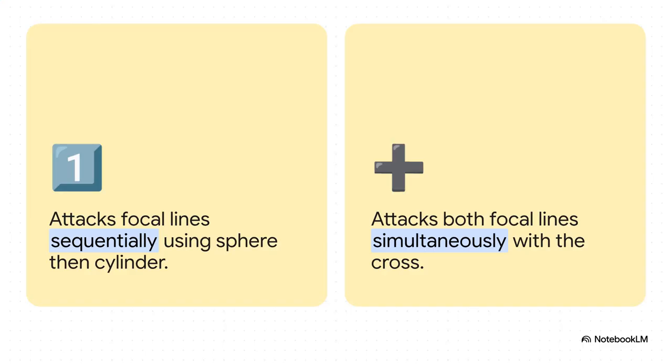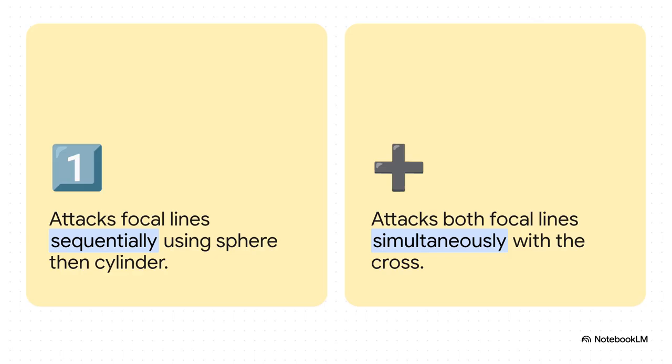Okay, let's contrast our two foundational strategies for astigmatic correction. With the retinoscopic approach, you're attacking the focal lines sequentially. You use your sphere to push one focal line onto the retina, and then use your cylinder to basically drag the second focal line to meet it, which collapses the conoid of Sturm.